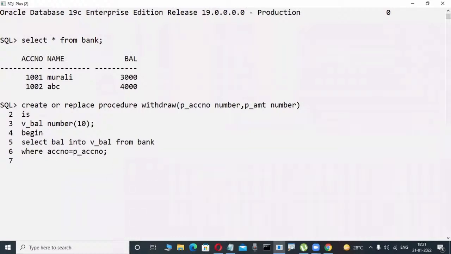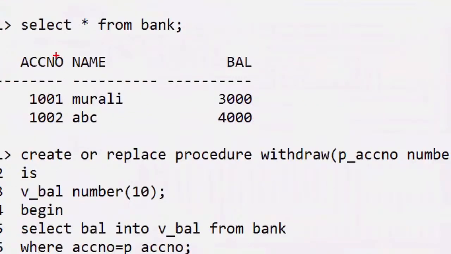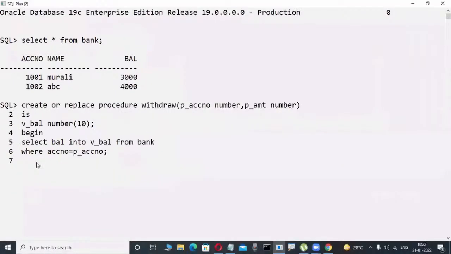Suppose bank is a table. In this table format, your transactions are stored. This table I'm using in this PLSQL code. Here I'm checking the balance through the account number. Whenever I insert an ATM card, in the previous case I tried to withdraw 9,000. That is the amount.